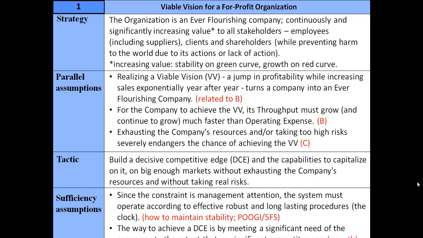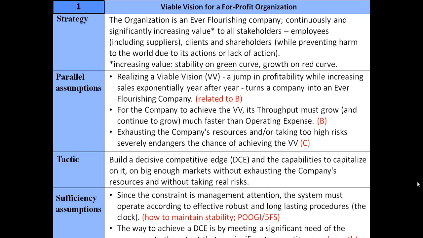Now, this was a new verbalization that Ellie had put here for the sufficiency assumption when he modified level 1 of the retailer S&T tree. He came to this realization and needed to clarify that in a number of organizations, management attention is the constraint, the factor most limiting its ability to achieve its goal. So we need to have effective, robust, and long-lasting procedures.